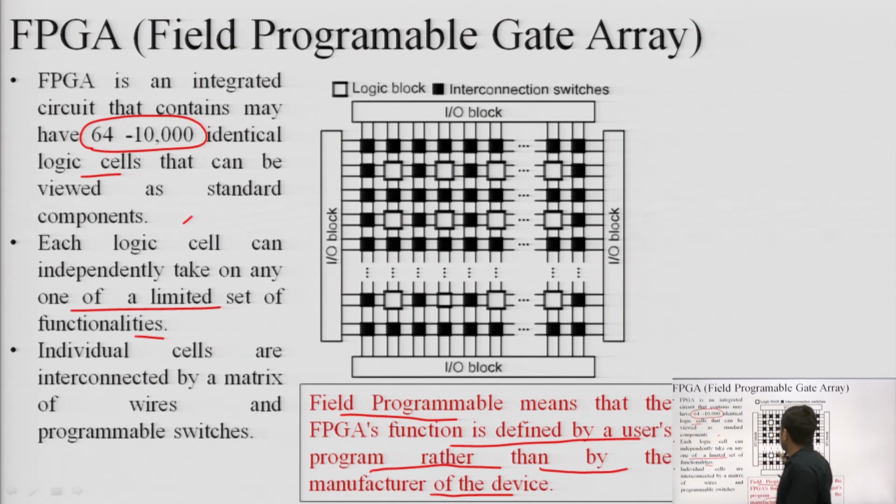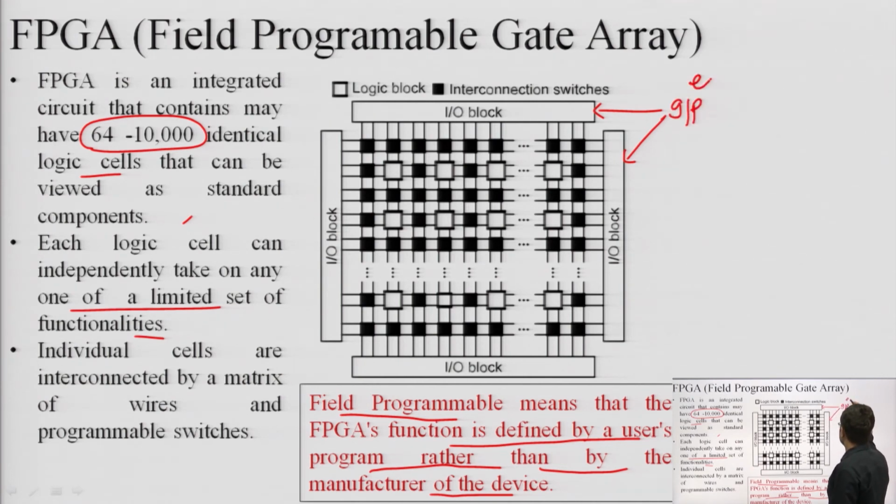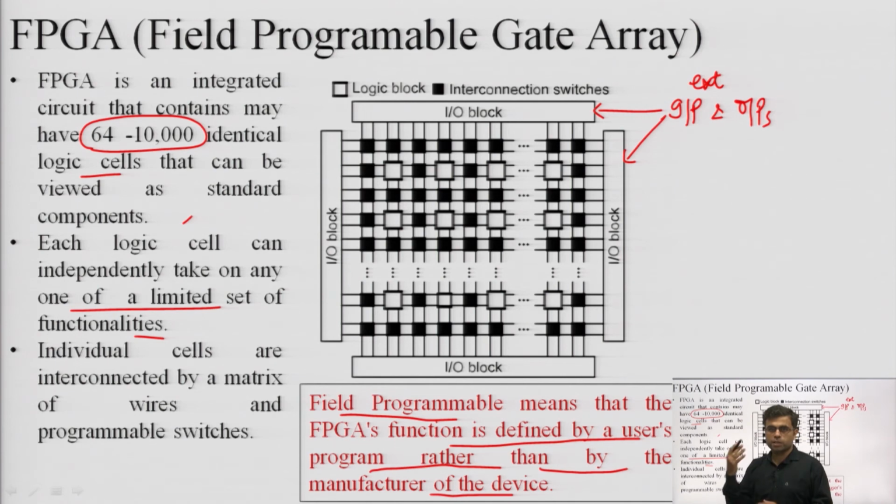So this is the block level structure. How is this going to look? There will be some input output blocks. These are input output blocks, external inputs and outputs. We will be able to apply external inputs and obtain external outputs, and inside this there will be logic blocks. So this hollow thing, this is a logic block.